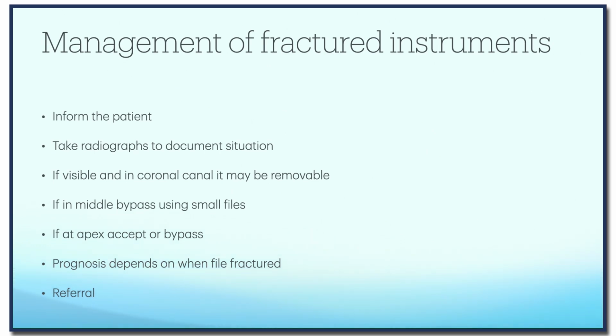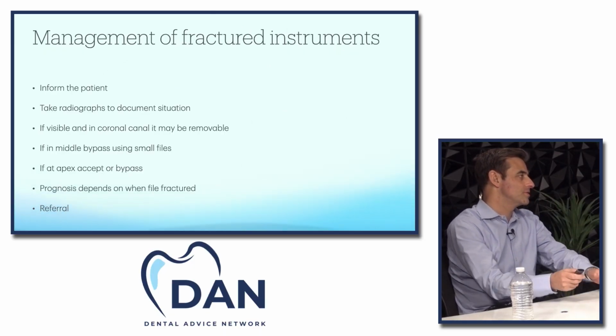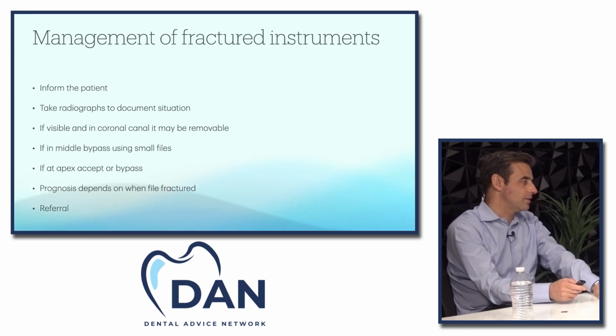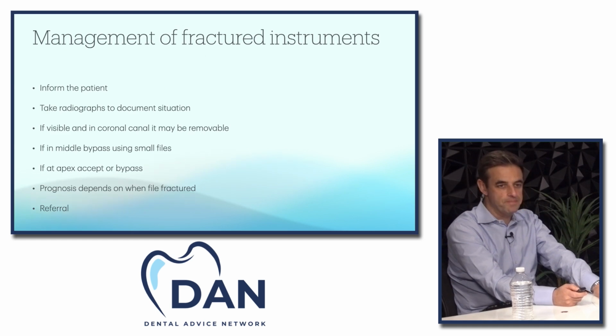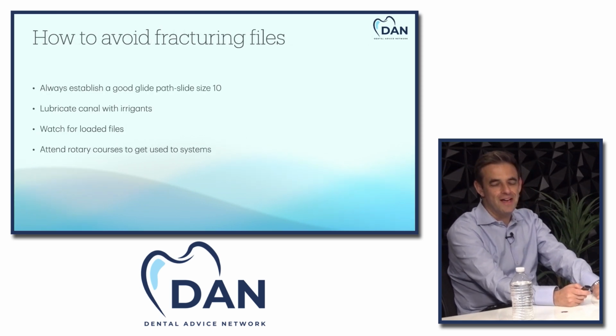So if we get a good glide path and irrigate the root canal system, we first of all reduce the torsional load on the next file, but we also clean the root canal, and that helps to disinfect the canal. And if the file fractures, then we have a disinfected root canal with a file fracture, and it's not as bad as if the root canal was blocked and it was infected. Referral is the obvious situation, and asking the Dental Advice Network on what to do is another good thing to do.